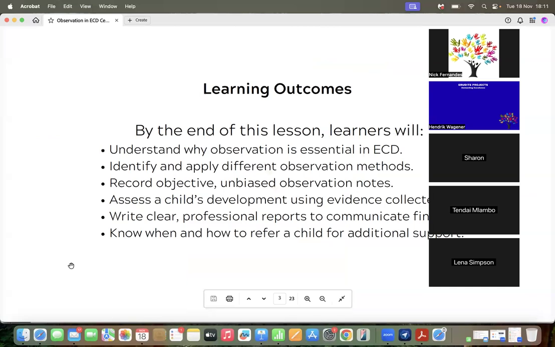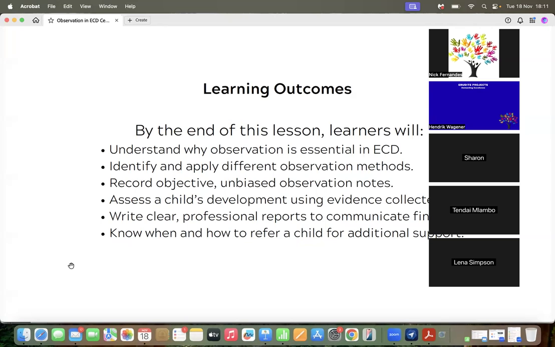Okay, so our learning outcomes will be, by the end of this lesson, you'll understand why observation is essential in ECD centers, identify and apply different observation methods, record objectively and unbiased, and also assess a child's development using evidence collected, write a clear professional report to communicate findings, and also know when and how to refer a child that needs additional support. And then just the next one, please.